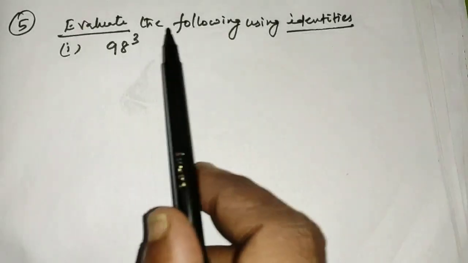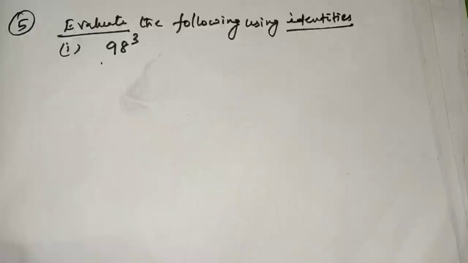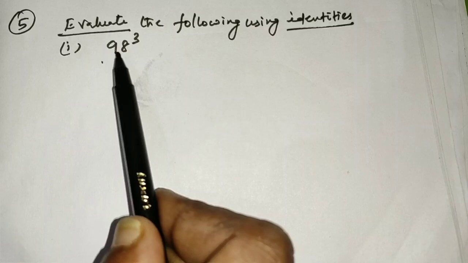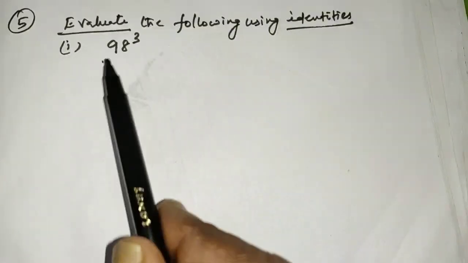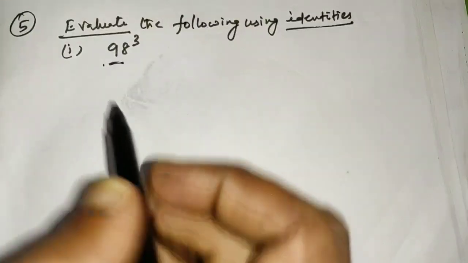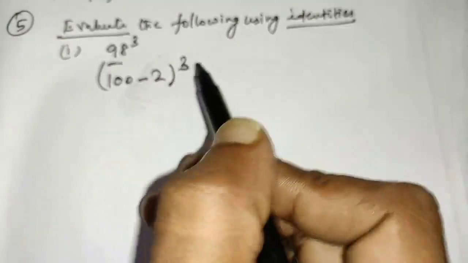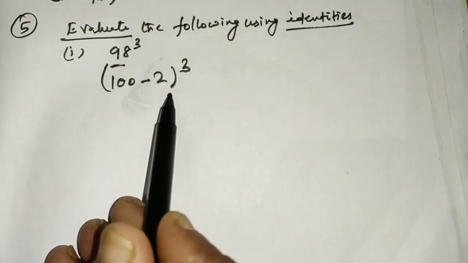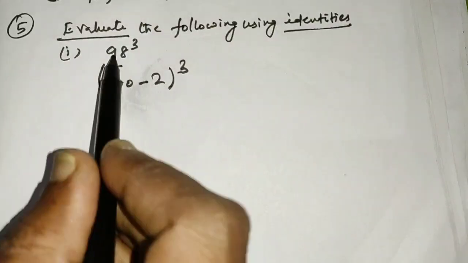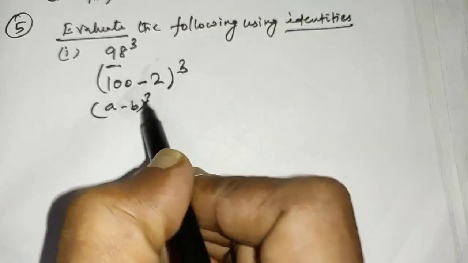Fifth sum, evaluate the following using identities. The first sum is 98 cube. We need not cube this number; we have to use the identity. For that, first I have to split this 98 as 100 minus 2 whole cube. So 98 can be written as 100 minus 2. 100 minus 2 gives 98. Now this is in the form of a minus b whole cube.